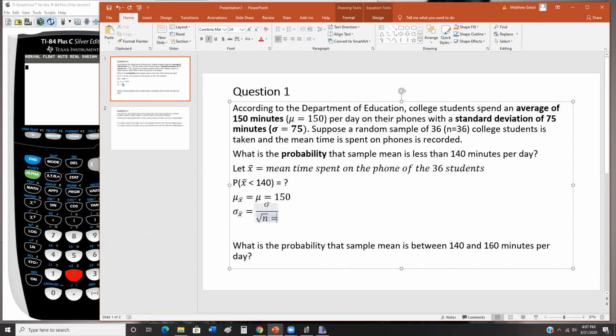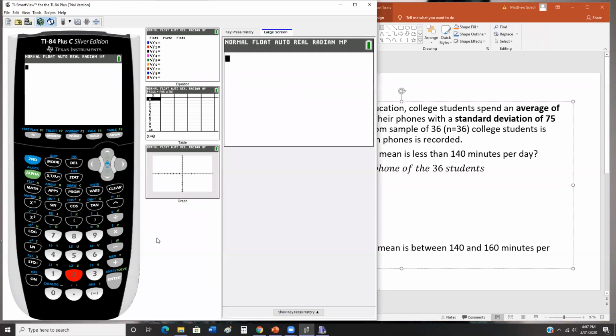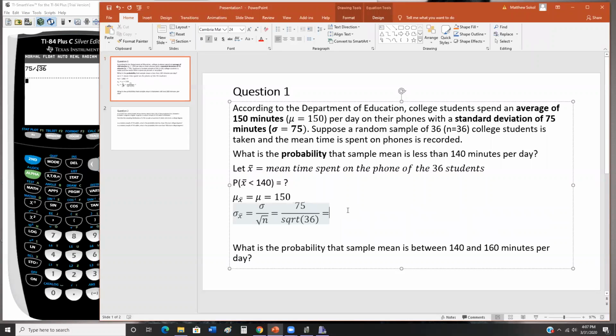So this right here just ends up being equal to the population standard deviation, which was 75, divided by the square root of the sample size, which is 36. So let's just grab our trusty calculator here. 75 divided by the square root of 36. And you should get this, okay, which is 12.5.